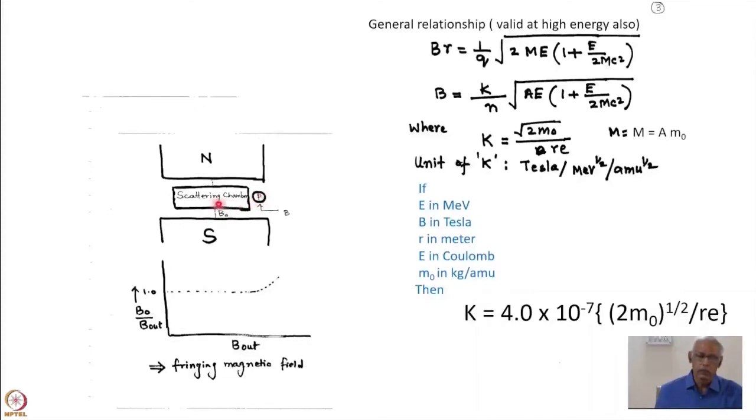In that case, the field should be measured here at the center, and this should be the uniform field. But because of limitation, the magnetic field is measured slightly outside, and that magnetic field may not be equal to the central magnetic field. Therefore, in order to reduce the error, we have to find a calibration of the magnetic field value at the center. So this was done here.